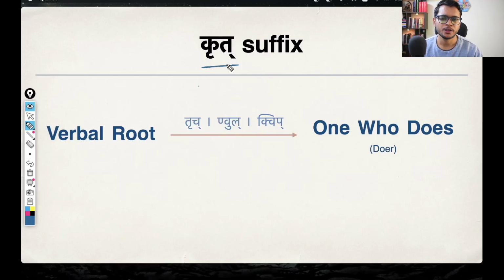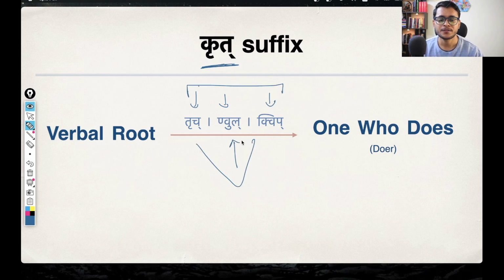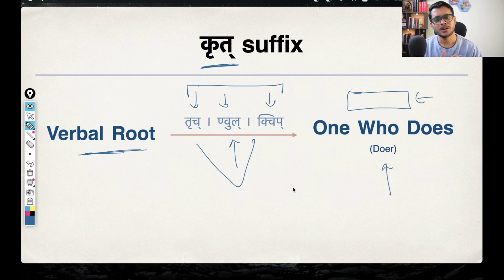And through this video today, we are going to take these three suffixes: trich suffix, nul suffix and kvip suffix. The reason I'm taking these three suffixes together is because what they do is essentially the same. When these suffixes modify a verbal root to create a new pratipadika, a new base word, all of those base words represent one who does. All of these pratipadika represent the doer of the action. Since these three suffixes all create a new pratipadika conveying the same kind of meaning, we are clubbing them together and learning them together.